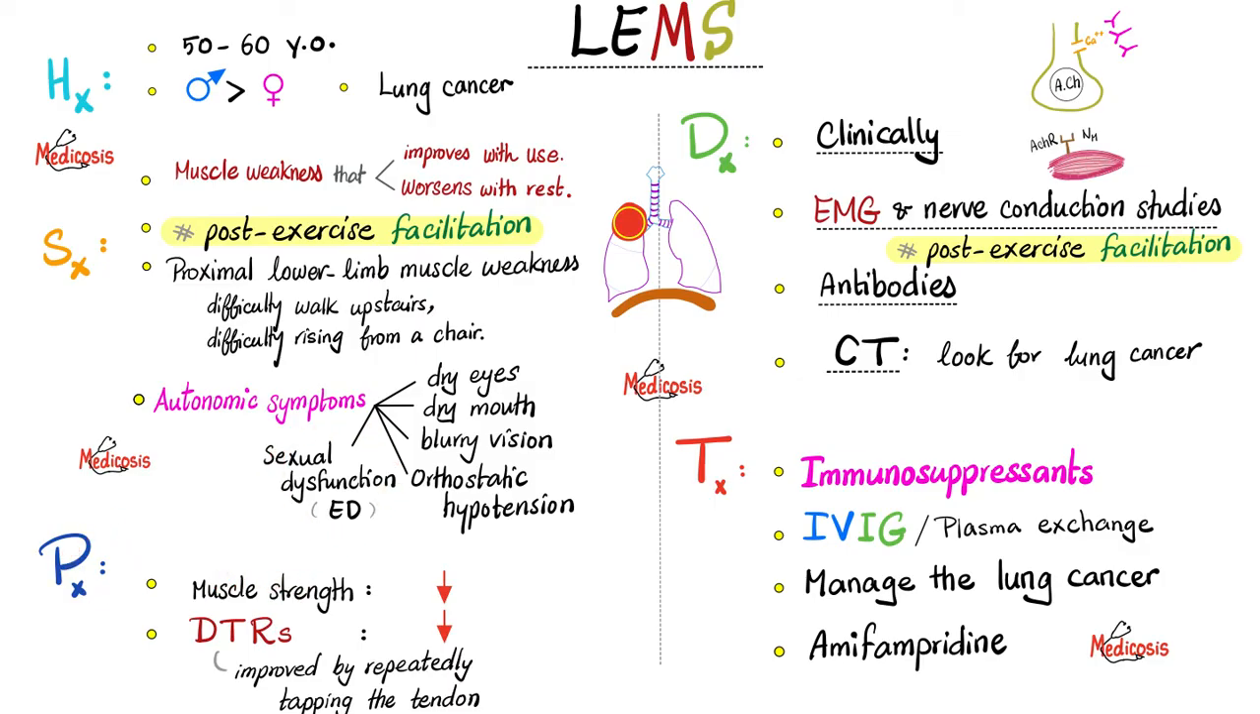Physical examination: the muscle strength is diminished, deep tendon reflexes are diminished, and this can be improved by not giving up on your patient and keeping tapping the same tendon. It will get better. How can I diagnose Lambert Eaton Myasthenic Syndrome? Clinically, by signs and symptoms, electromyography and nerve conduction studies. Look for the post-exercise facilitation, and you can look in the serum for the antibodies that are attacking the presynaptic P/Q calcium channels. CT scan of the chest to look for lung cancer. Treatment is immunosuppressants, IVIG, manage the lung cancer, and amifampridine.